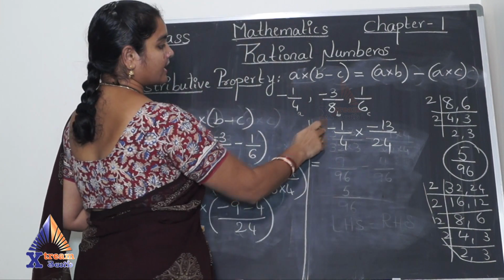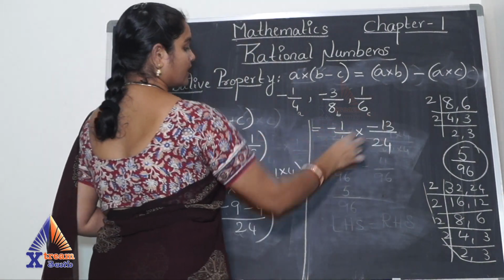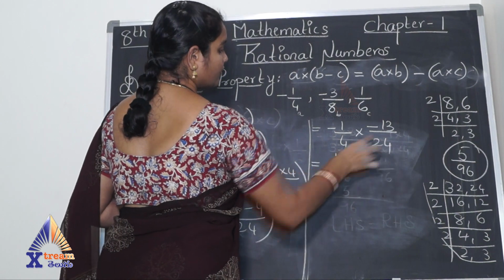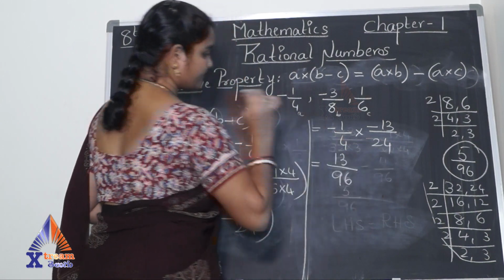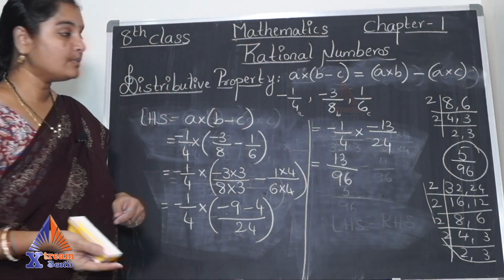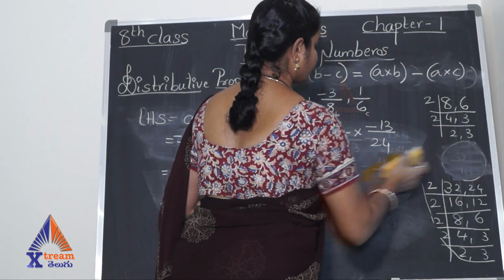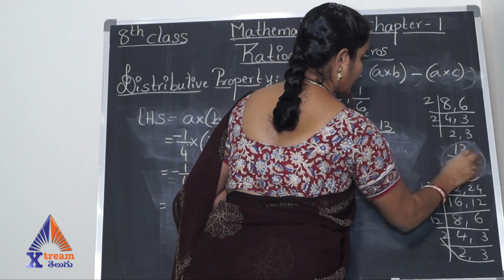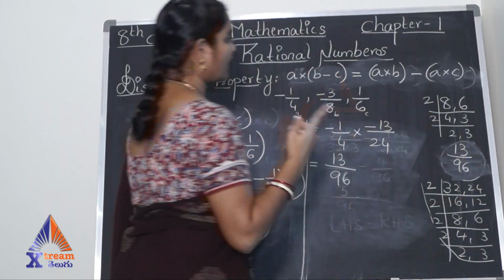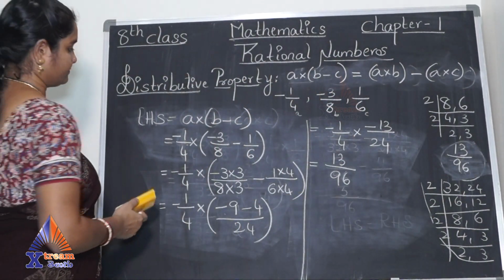So what do we get? Minus of minus plus, and 13 by 4 24s is 96. As usual, we record our answer here. 13 by 96. We check with our RHS part also.